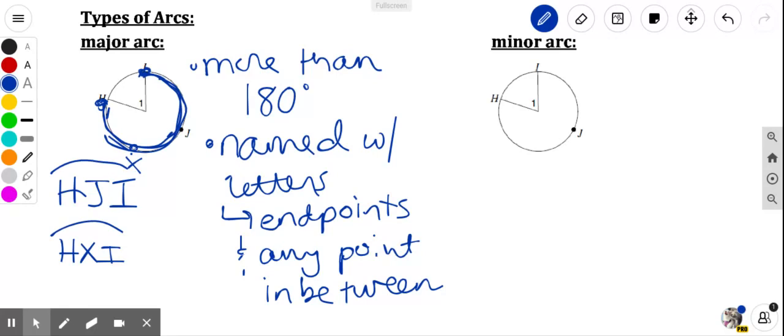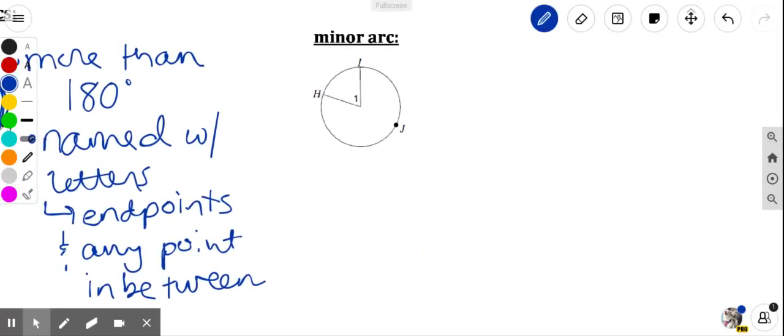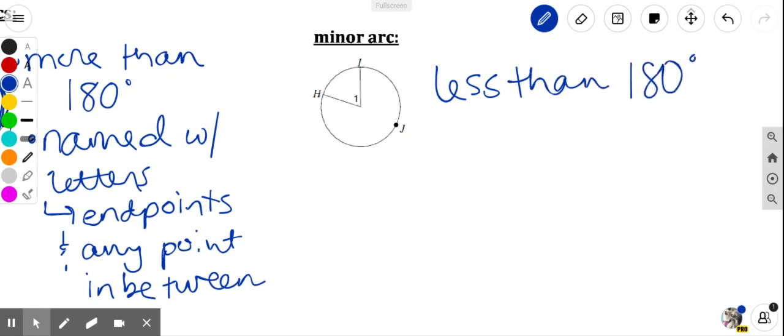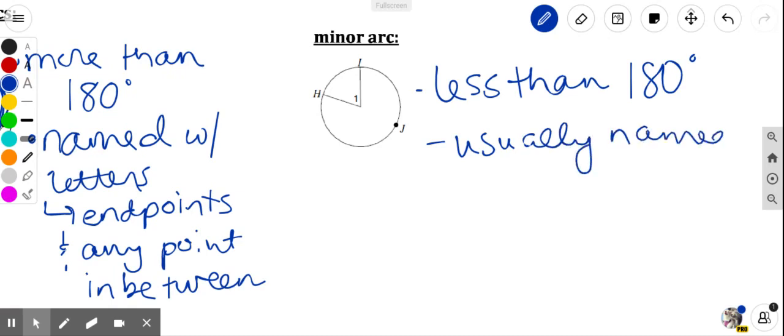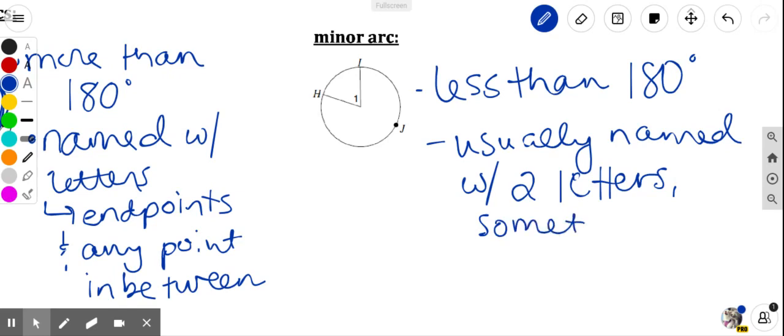Okay, so a minor arc is an arc that's less than 180 degrees. Minor arcs are typically named with 2 letters if you only need 2 letters, but every now and then you will see minor arcs named with 3 letters. And again, you just use the endpoints. So this right here would be a minor arc because it's less than 180.